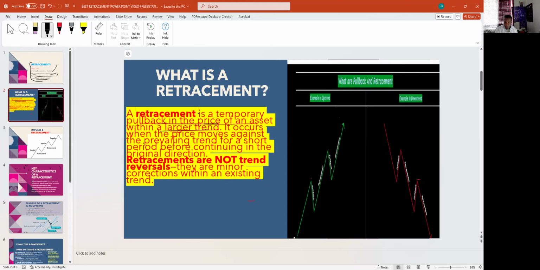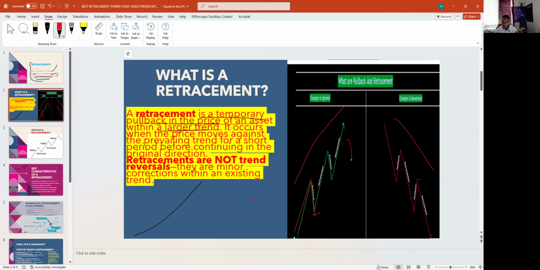A retracement, as you can see there, is a temporary pullback in the price of an asset within a larger trend. For instance, we have a big trend. Remember, I told you it's going in an uptrend. It's giving an uptrend, and it retraces or pulls back. It's a pullback within a larger trend. Most of the time, it's used in a big, long uptrend or downtrend. It occurs when the price moves against the trend for a short period of time. So most of the time, you buy when it's pulled back for a short period of time.